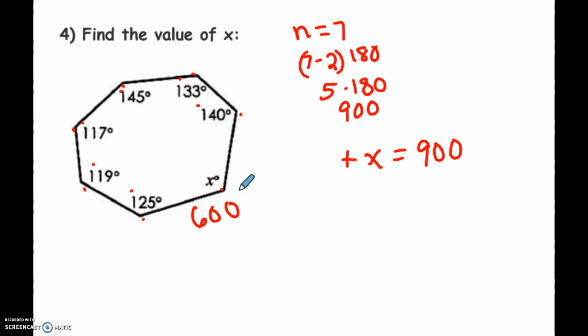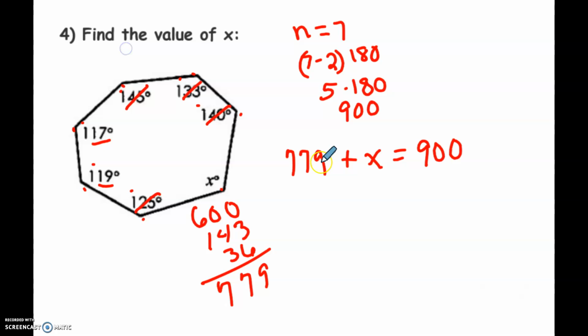And for the rest of my numbers, I have this 25 and this 45 makes 70. 70 plus 40, I'm at 110. 110 plus 33, that's 143. I'll stop there. And then I have 17 and 19 adding up to 36. If I add up all these whole numbers, I end up with 977. So 779 plus x equals 900. We'll just subtract to find x. So x ended up being 121 in this case.